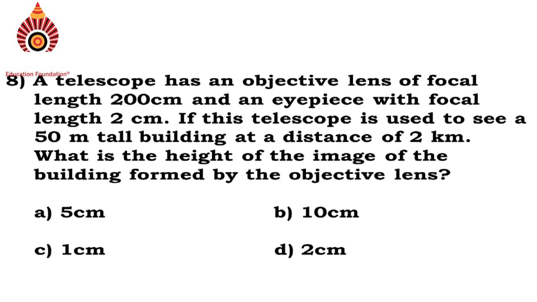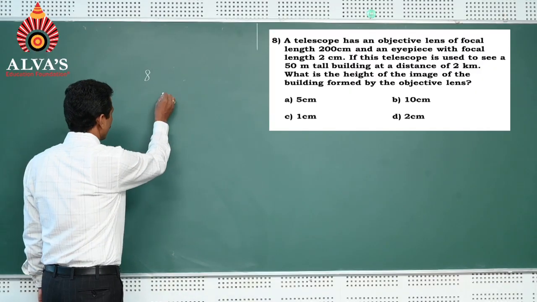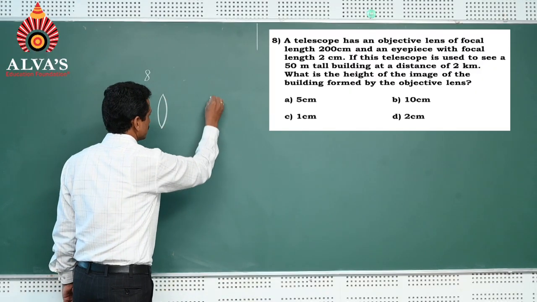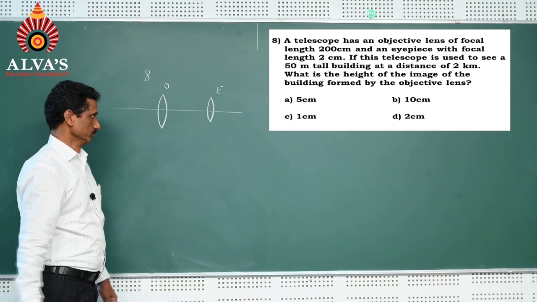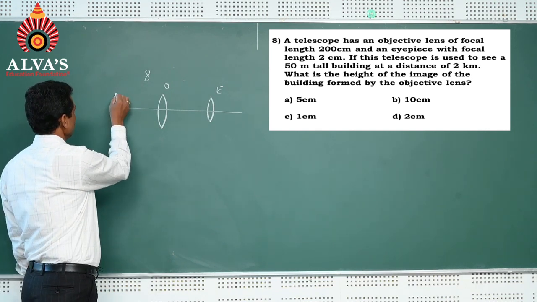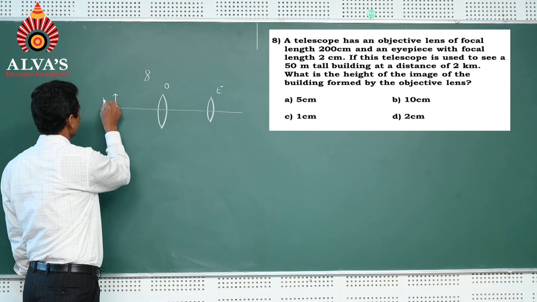A telescope has an objective lens of focal length 200 centimeter and an eyepiece with focal length 2 centimeter. If this telescope is used to see a 50-meter tall building at a distance of 2 kilometers, what is the height of the image of the building formed by the objective lens? See, this is the objective lens, here is the eyepiece lens. Object, say 50 meter, this is the height of the object.